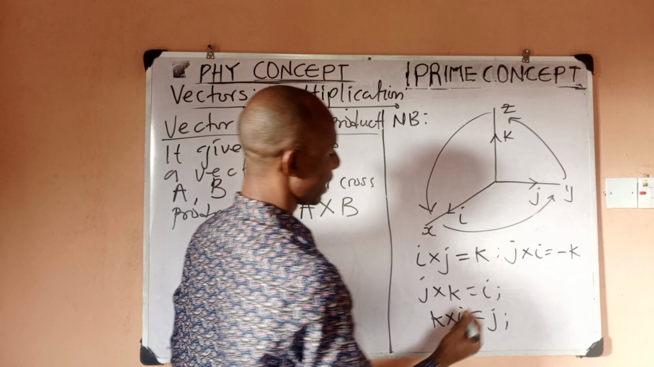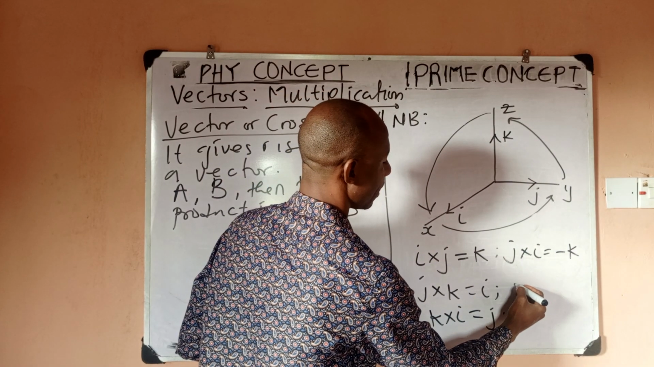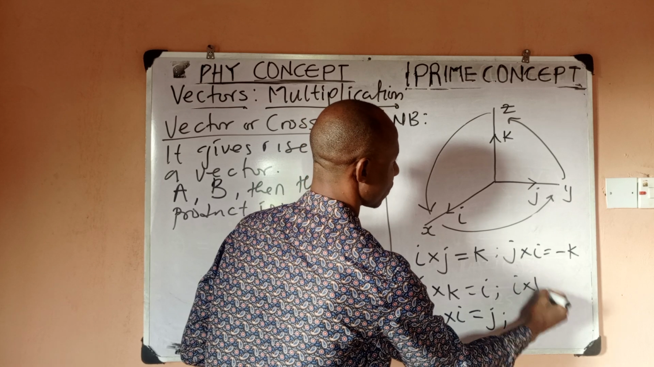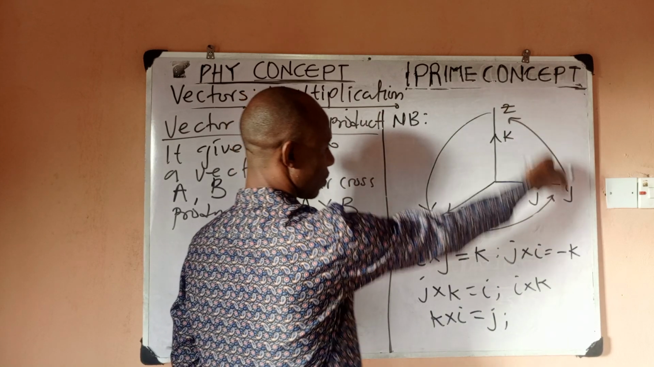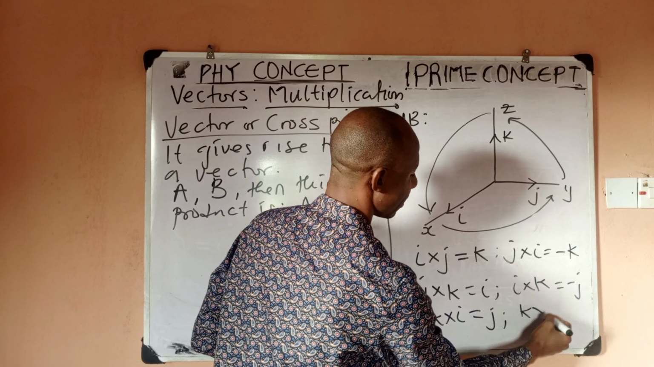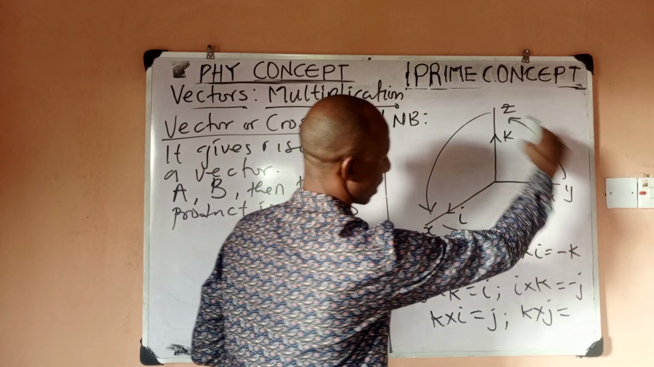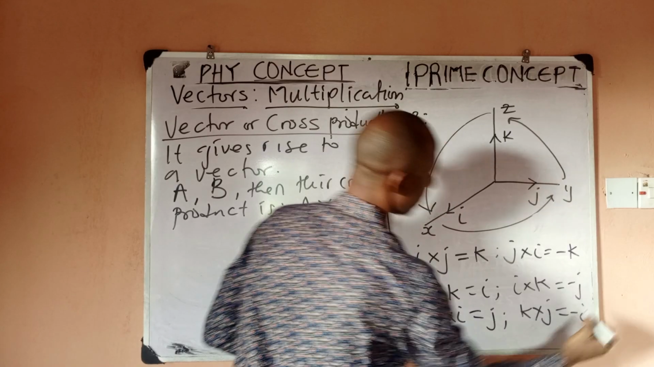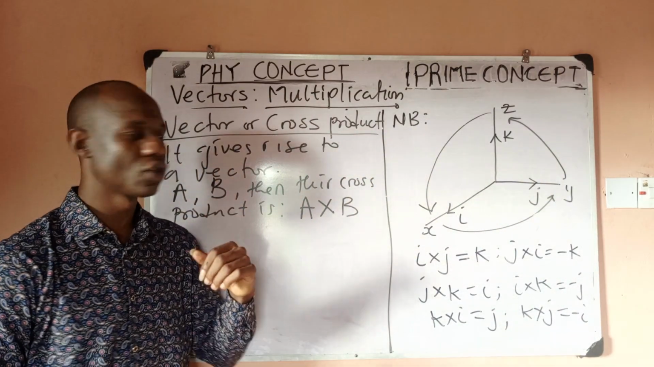So if I do the same and say I cross k, I'm going back, this would lead me to negative j. So if I say k cross j, I'm going back, this would lead me to negative i. So these are basic things you should know.